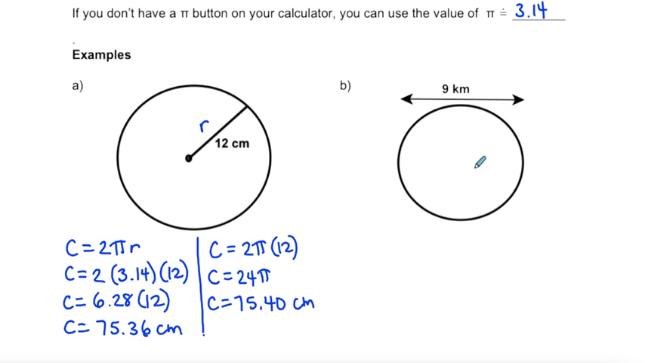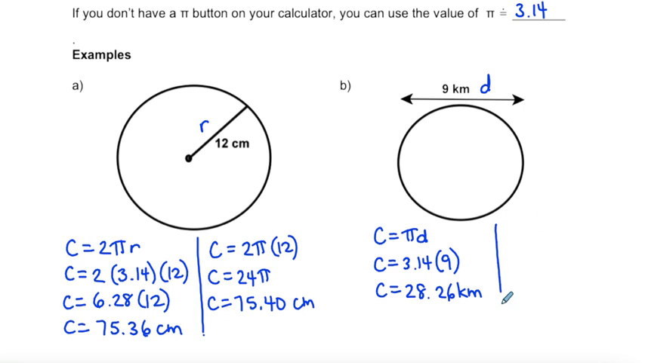So let's do the same thing for part B. For part B, we know the diameter of our circle is 9 kilometers. So we are going to use the circumference formula that uses the diameter. So the circumference is 3.14 times 9. And 3.14 times 9 gives us 28.26. My units are kilometers. If I happen to use my pi button, I'm going to have pi times 9.